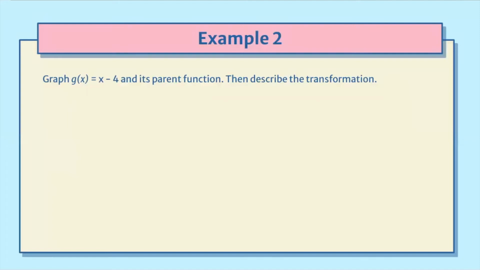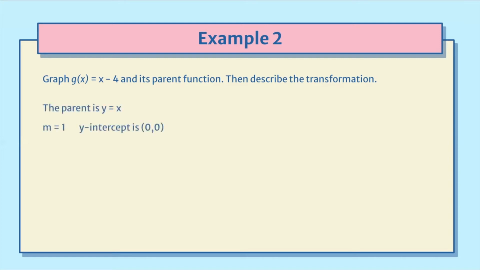So now we're going to graph g of x equals x minus 4 and its parent function, and then we're going to describe the transformation. Before we actually graph, we can go over just what we can tell from the equation. Since we have a -4 outside of any parentheses, we can see that this is a translation 4 units down of the graph of the parent function. So now we're just going to graph it to see what it actually looks like.